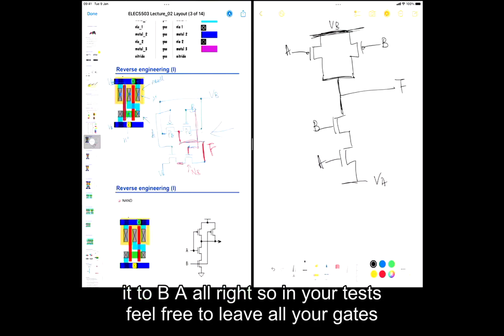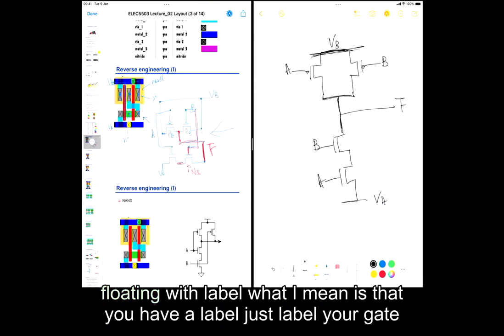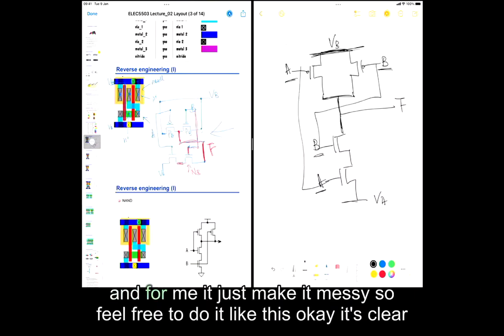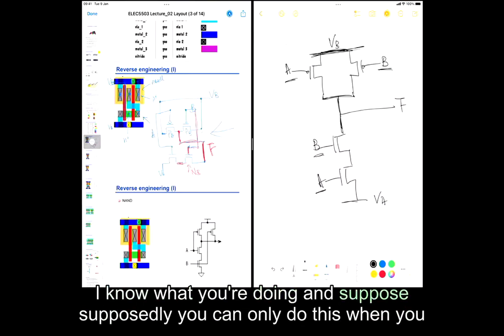In your tests, feel free to leave all your gates floating with a label. What I mean is that you have a label, just label your gate. You don't have to connect them, so you don't have to draw something like this. For me, it just makes it messy. So feel free to do it like this. It's clear, I know what you're doing. And supposedly you can only do this when you know what you're doing.